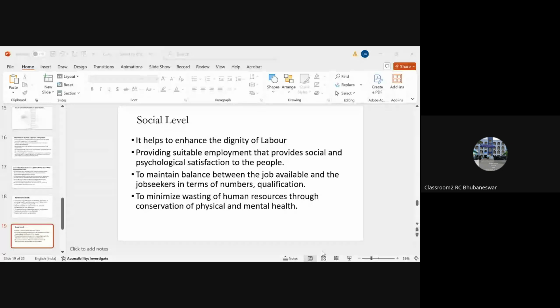resource through conservation of physical and mental health. So in addition to physical health, mental health is very, very important for the students and teachers and all the personnel who are involved in educational administration, educational management system. So physical health and mental health both are essential.